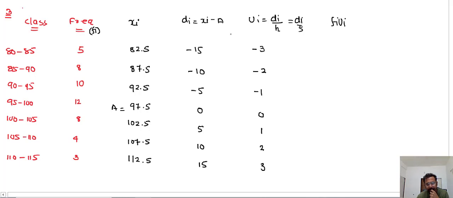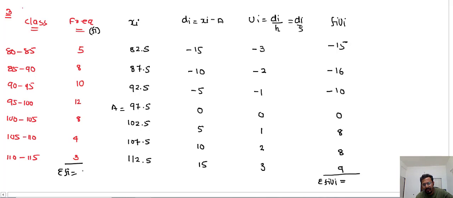Now you have to find sigma f_i u_i here. And here you have to find sigma f_i. It's already given to you, it's 50. Okay, so 8 plus 8 is 16, 16 plus 8 is 24, 24 plus 9, so it is 33. On the positive side we have a 33.